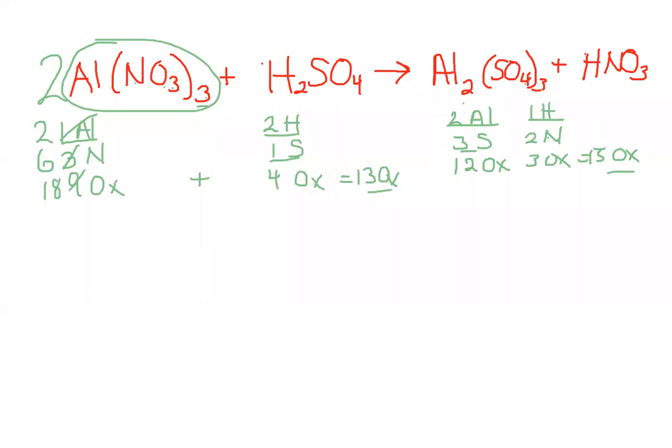Okay, so we've got that taken care of. We've got the aluminum taken care of. Now let's see, those are the same. But now we have 6 nitrogens, and over here we only have 2 nitrogens.